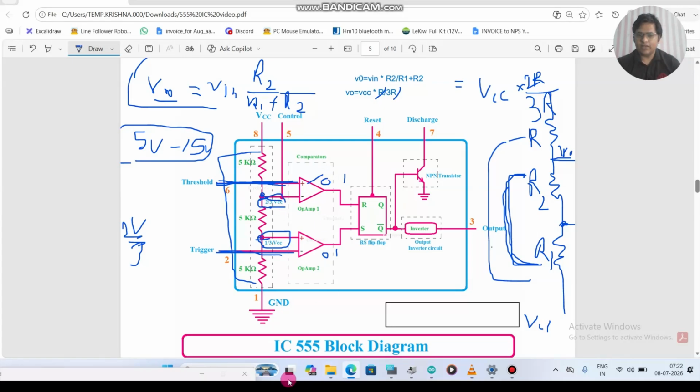Okay, and then these outputs will be fed to the flip-flop. Now flip-flop, basically, let's say, let me just erase this one.